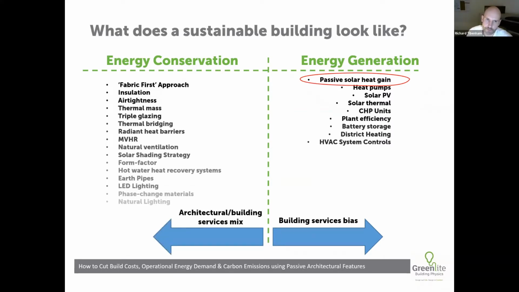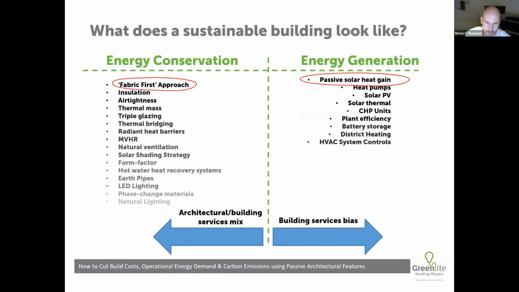On the other side, on the energy conservation side, it's a bit more of a mix. You've got things like insulation and air tightness, which fit under an architectural domain. But you've also got things like mechanical ventilation with heat recovery units, earth pipes, LED lighting, which are building services. So I think there is a challenge definitely in bringing architects and building service engineers closer together to deliver a system which works well holistically.